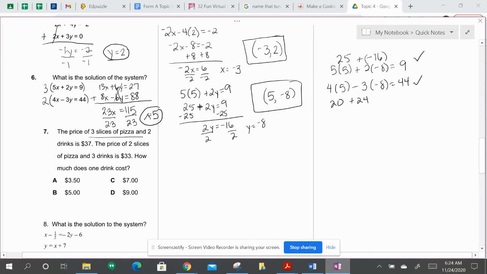So the first statement tells me the first equation. It says 3 slices of pizza and 2 drinks equals $37. The second sentence tells me the second equation. It says 2 slices of pizza and 3 drinks is $33. Now, because of the 2 equations that I've written, I think this one is best solved through elimination.